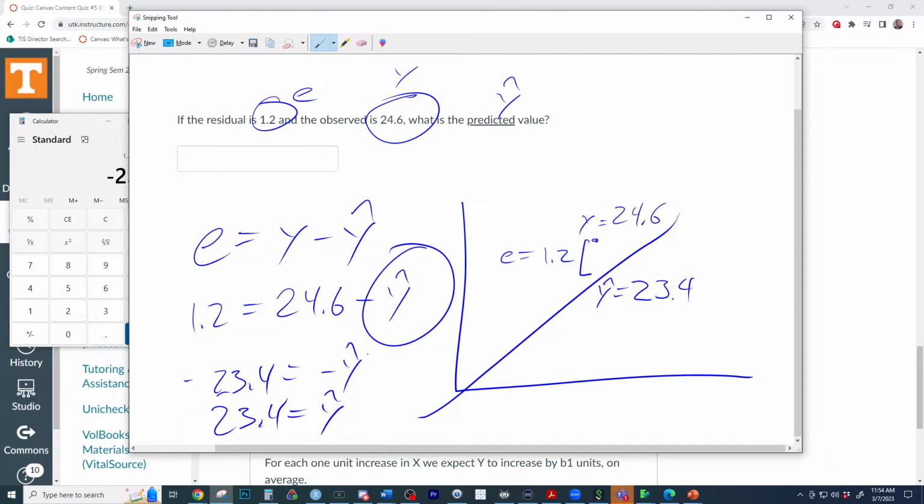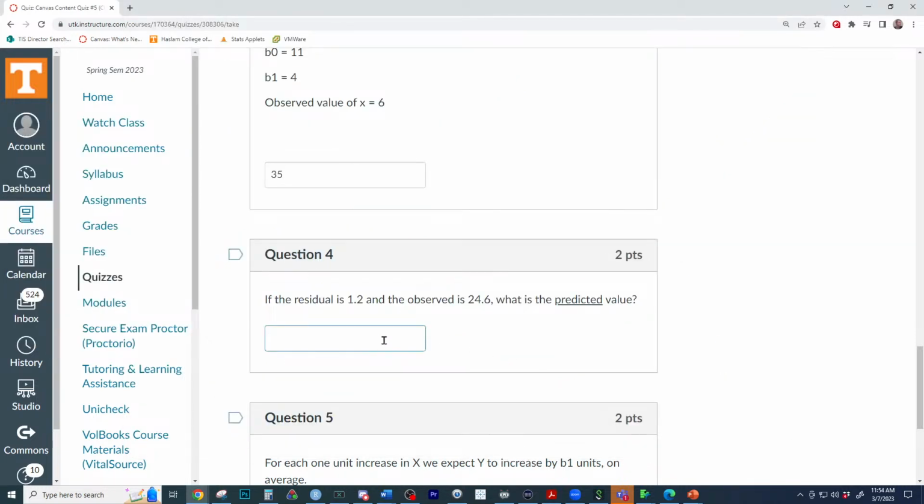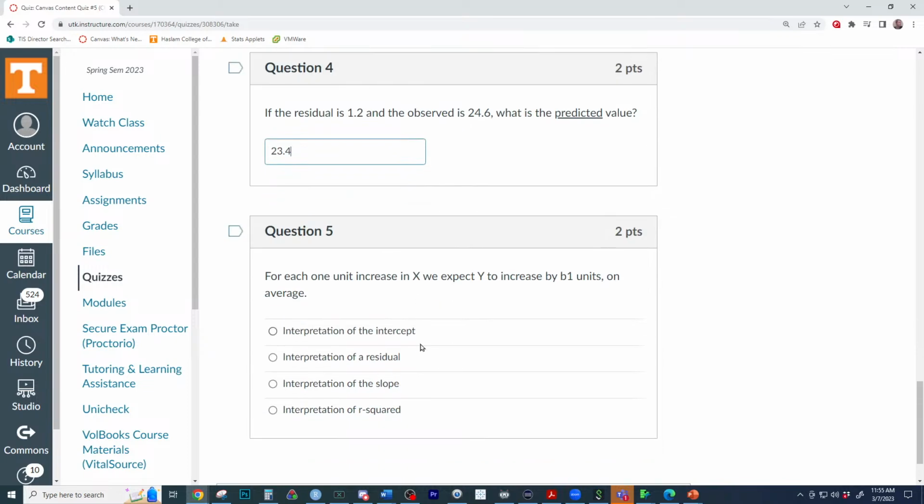But preferably, I like to do it the way over here on this side, because if you know that the residual is 1.2, you know the point is above the line. Remember, positive residuals denote something is above the line, and thus the point would be above the line by 1.2. So the predicted was 23.4, and it's a lot quicker of a solve to do that. So you can check it both ways, which is good.